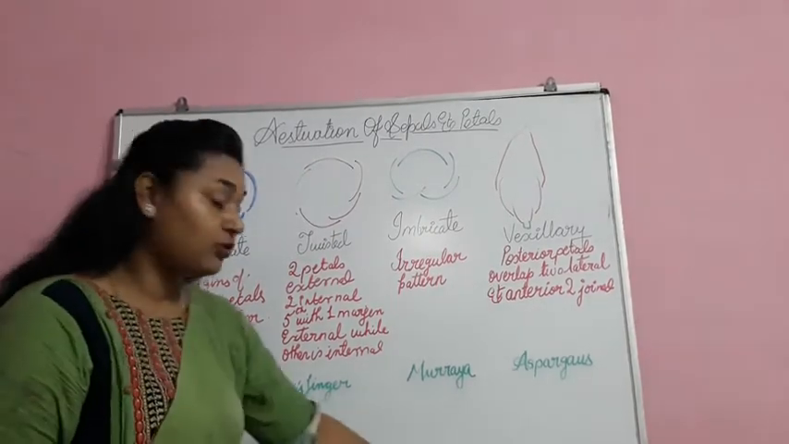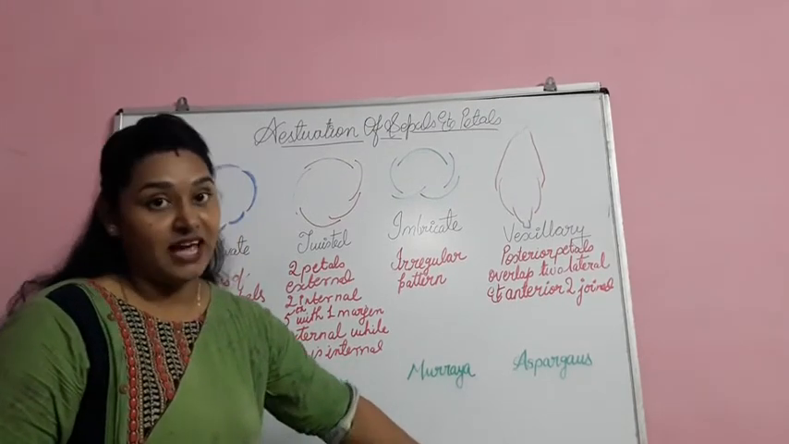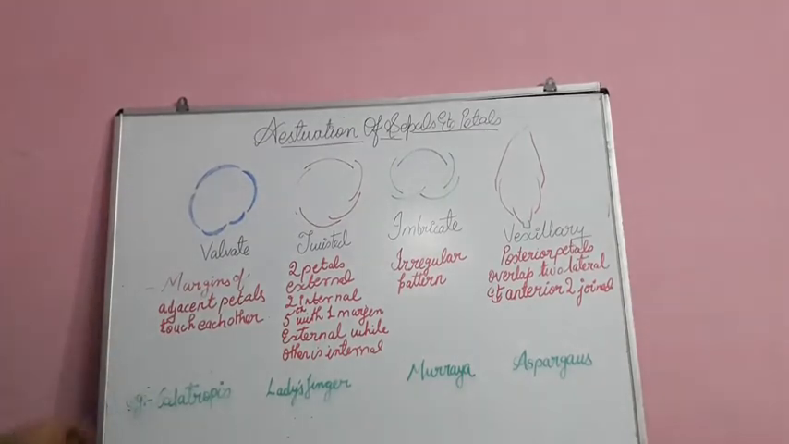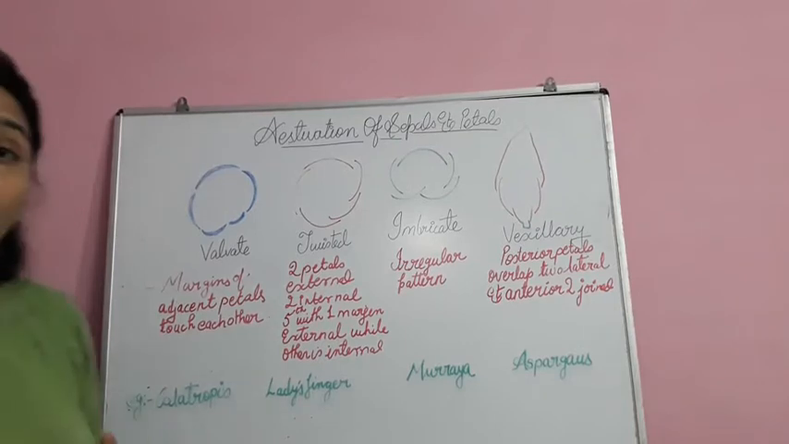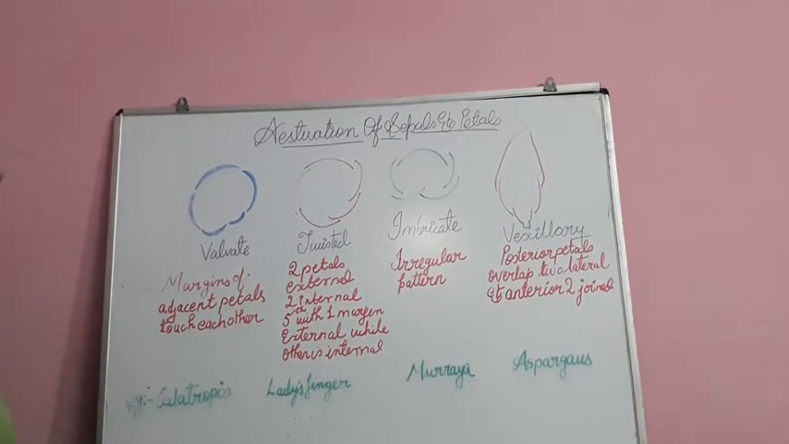Today's topic is the aestivations of sepals and petals. Sepals and petals, you know, are the calyx and corolla. Together they are called the calyx and corolla. Now we have to start with how they are arranged. The arrangement of sepals and petals in relation to one another in a floral bud is called aestivation.